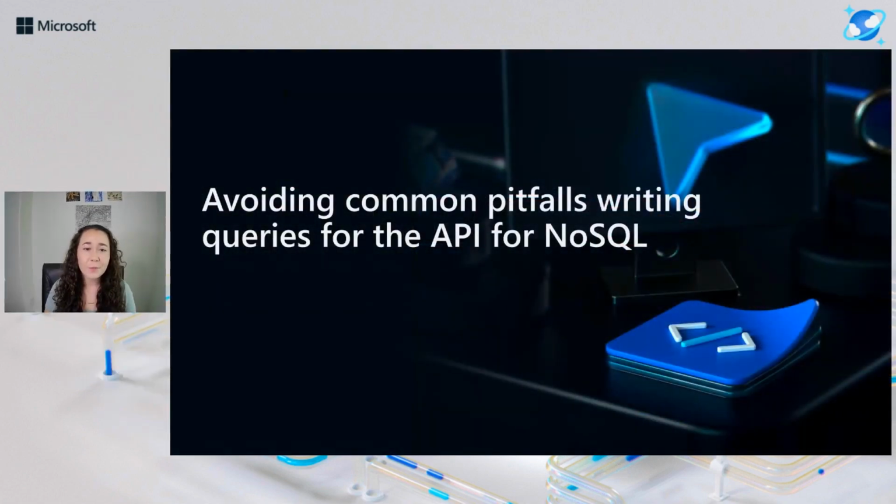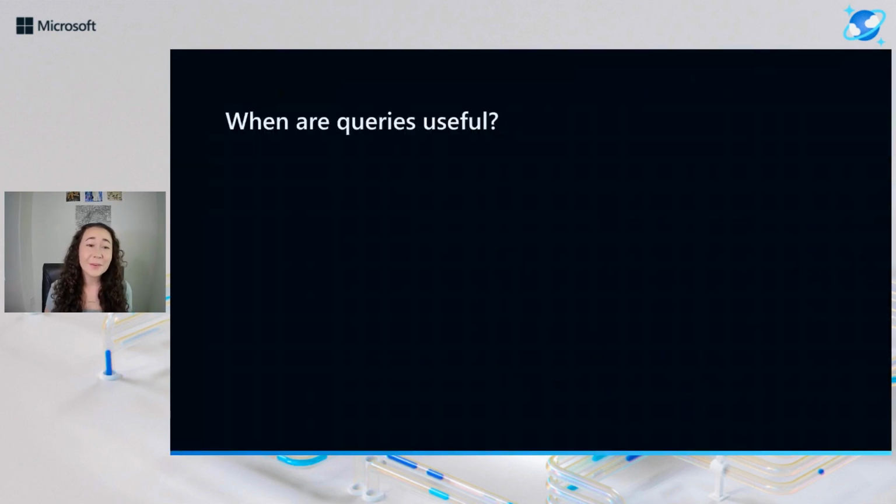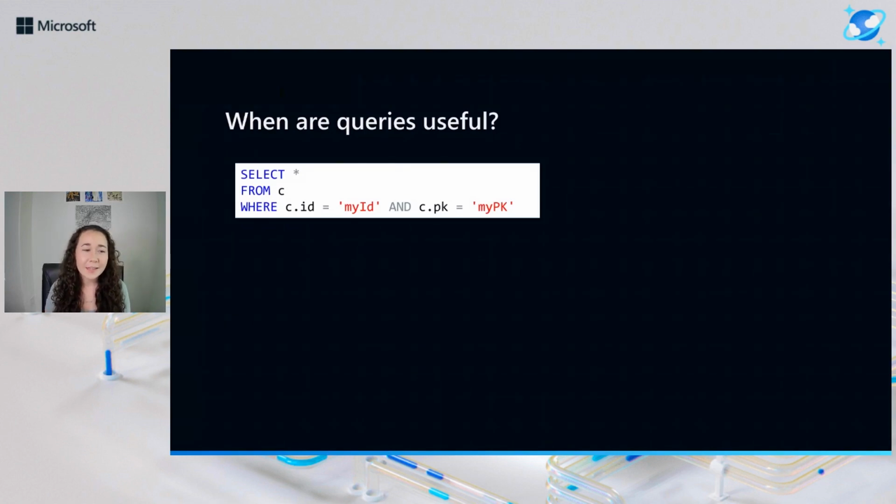I focus on programmability, and today we're going to be talking about avoiding common pitfalls when writing queries with the API for NoSQL. So first, we should decide, when are queries actually useful? I have a sample query here, which is selecting all properties of my document from my container, where the ID equals my ID, and the partition key equals my PK.